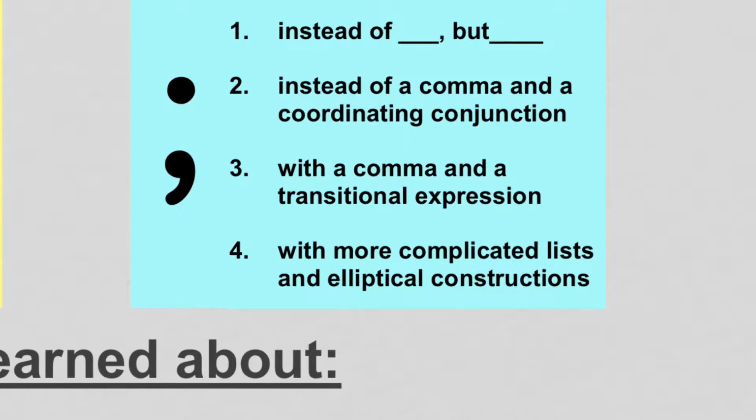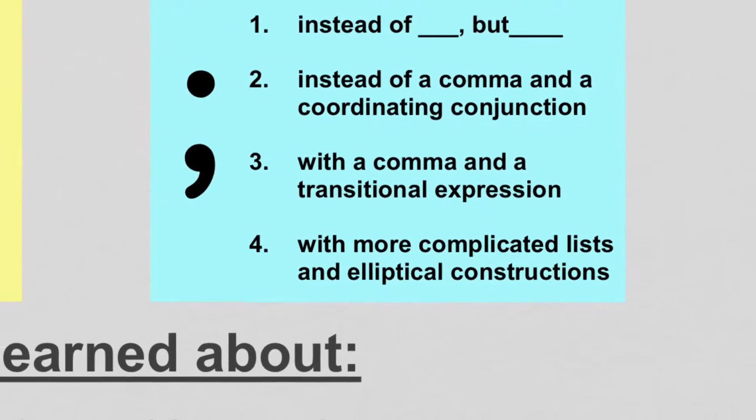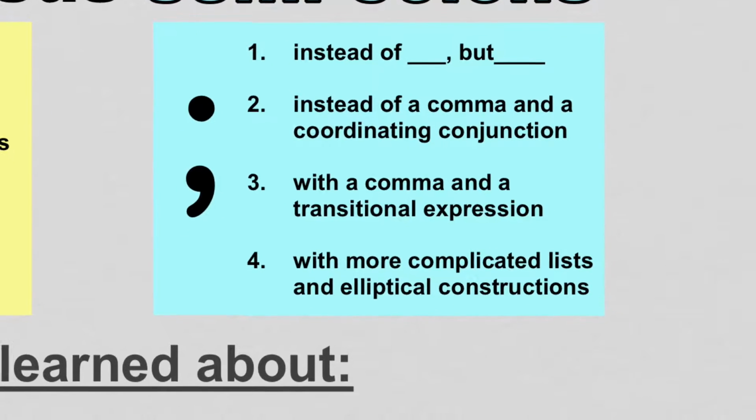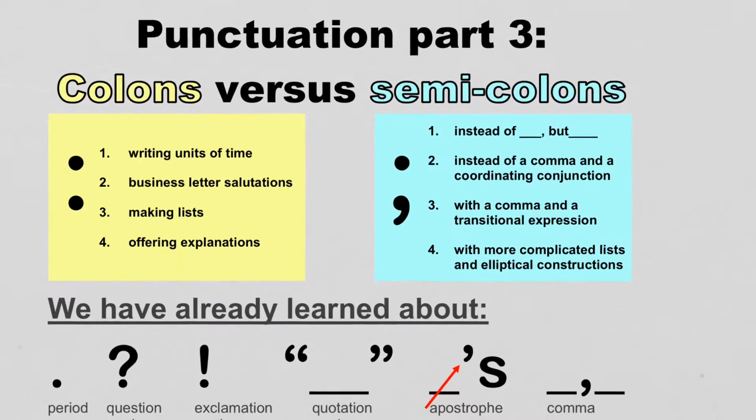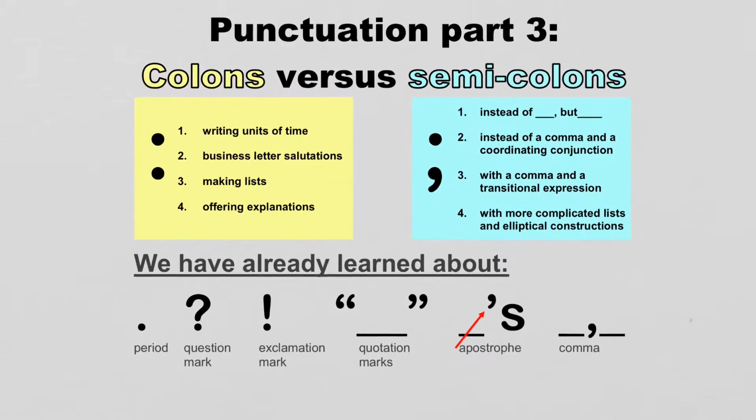And then the third thing, I want to show you how you can use a semicolon with a comma and a transitional expression. So these are just different ways that you can form a sentence. So when we start getting into semicolons, you get fancier sentences. So number 4 here, another fancier kind of sentence that you could have is with more complicated lists and something called elliptical constructions. Don't let that frighten you. I will share examples and it should be all right.